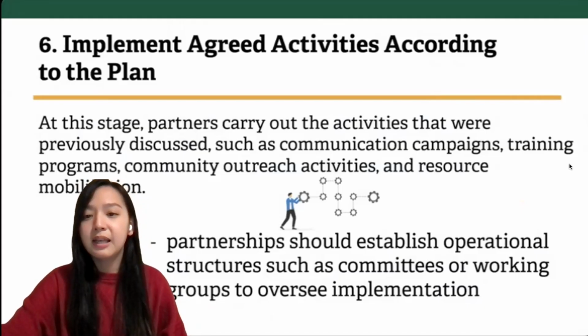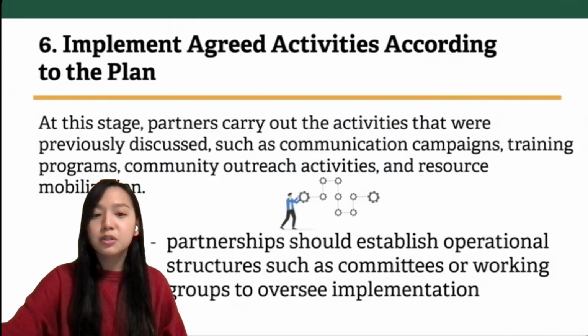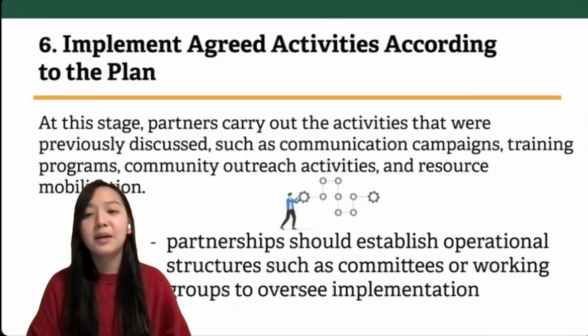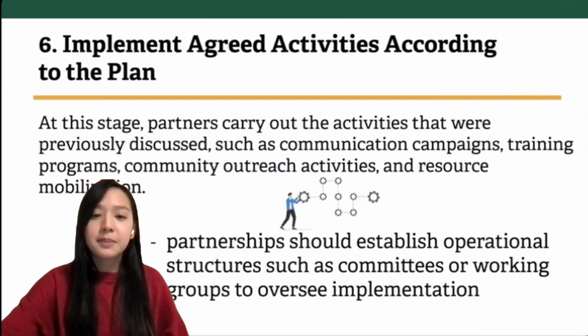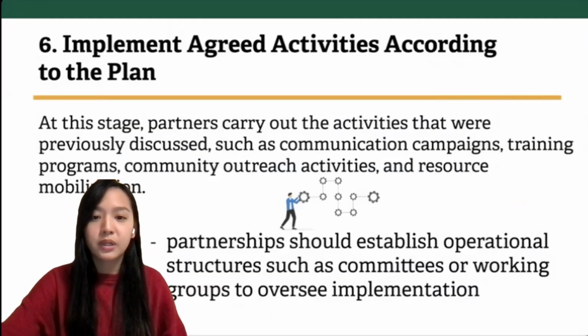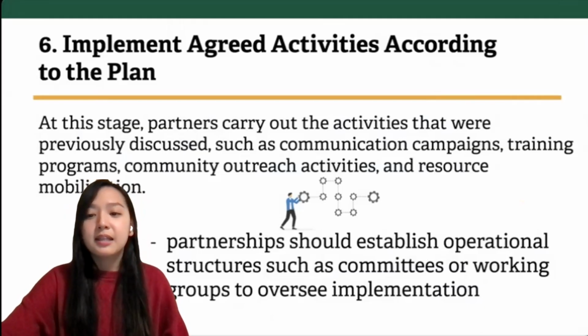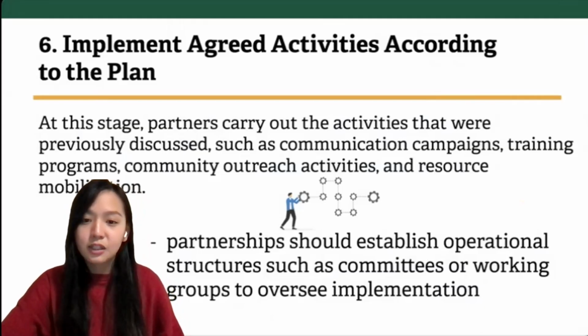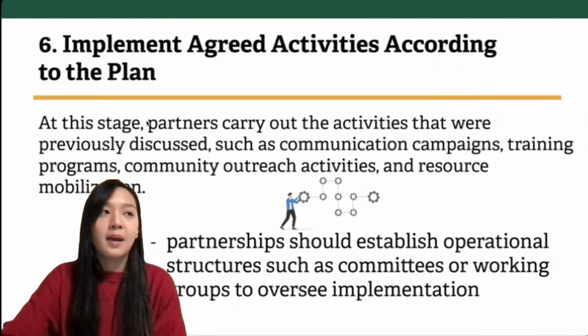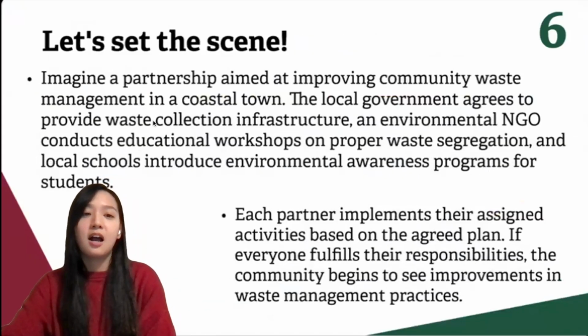De Jong in 2011 emphasizes that partners should follow the agreed plan while maintaining coordination and accountability. Additionally, partnerships should establish operational structures such as committees or working groups to oversee implementation. These structures help distribute tasks and ensure that responsibilities are shared across organizations, according to Community Toolbox. As an example, I'll be using this scene.